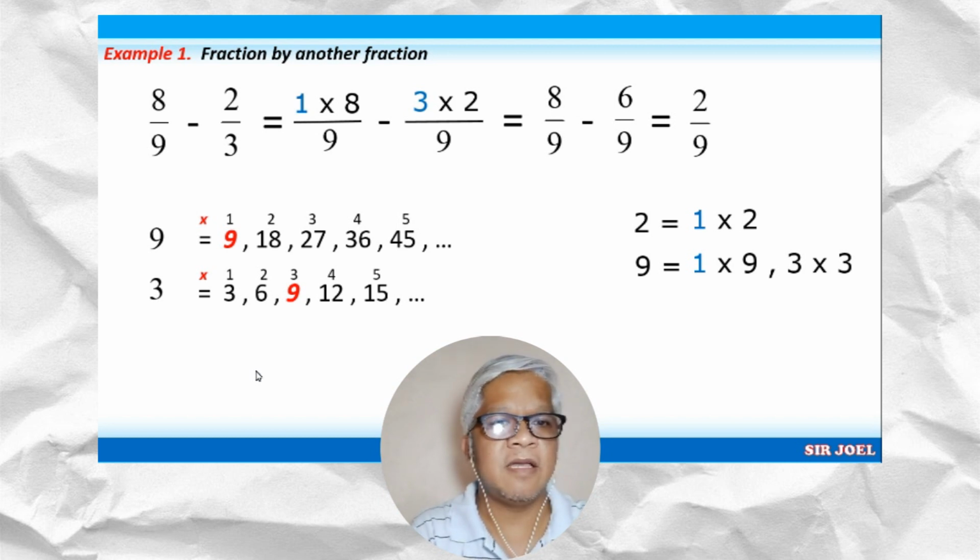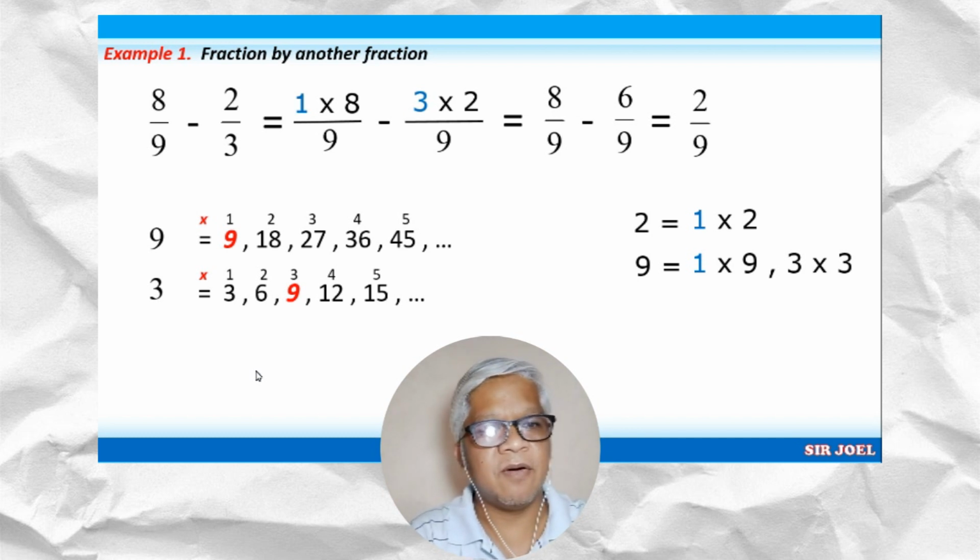The greatest common factor of 2 and 9. If you notice, sa screen, ang common factor lang nila ay 1. Since 1 ang common factor, 2 over 9 then is written already in its lowest term. So the answer in our first problem is simply 2 over 9. That's it.